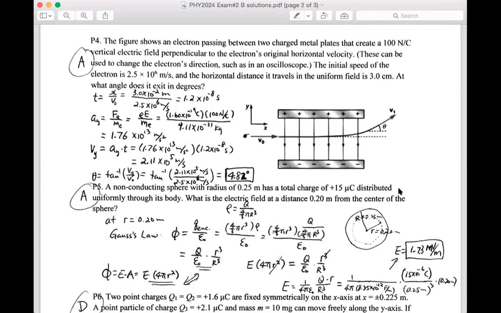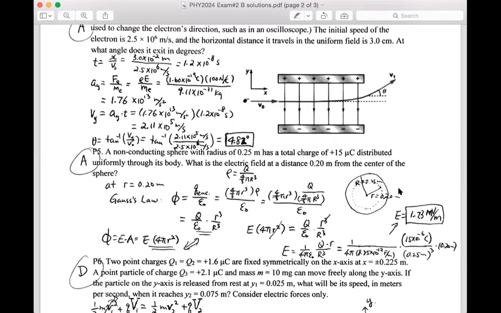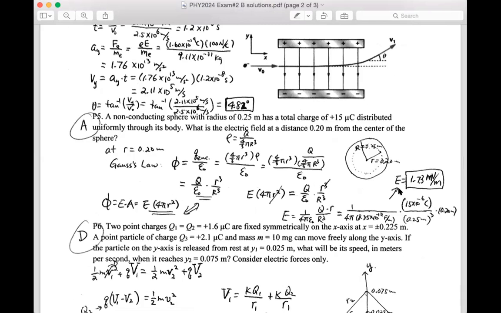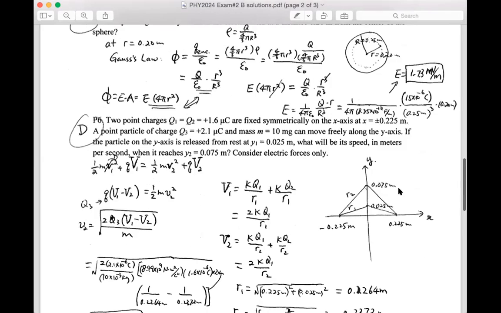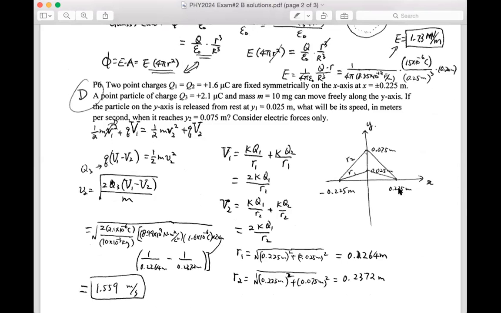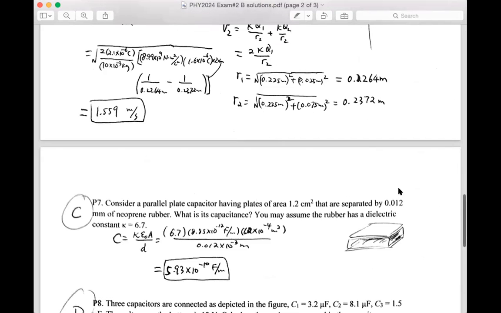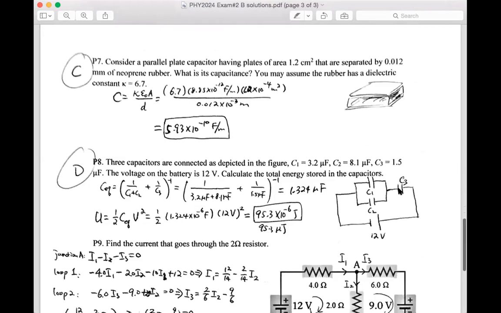Problem 5, we went through that in version A. So this is again on Gauss's law. You'll be using Gauss's law to calculate this one. Okay. Number 6, we also went through in part A. So yeah, we can skip that one. Number 7, we went through this in the previous version. Okay, so we can skip this one.